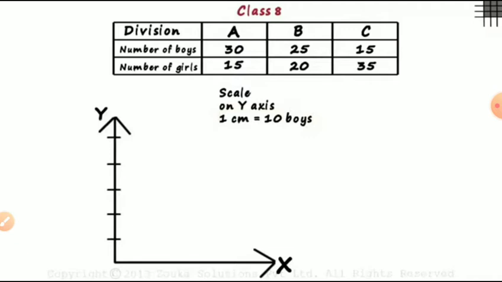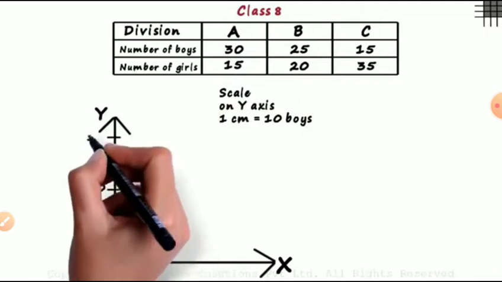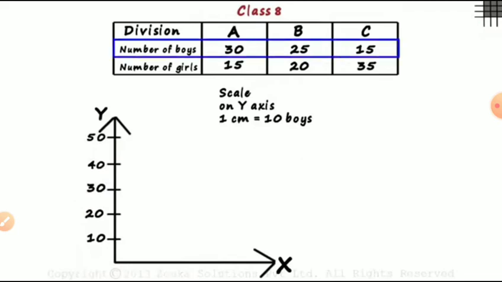So we write 10 to 50, marking equal intervals of 10. This covers the data range for the boys of class 8. And we have divisions A, B, and C on the x-axis. Now look at this row. The number of boys in division A is 30.